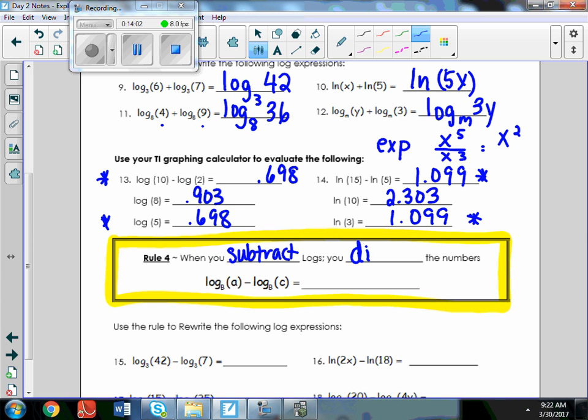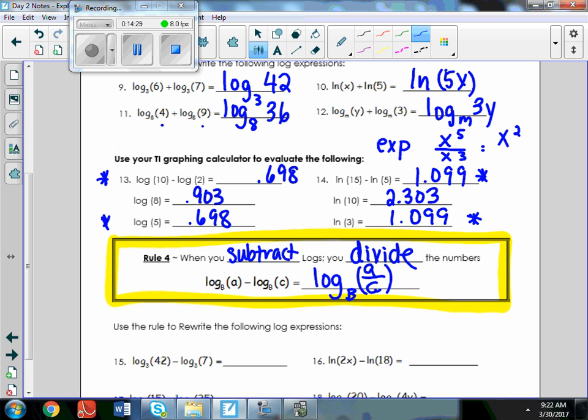y'all said you divide. And so our rule is when you see log base b of a minus log base b of c, you can rewrite that using log base b of a divided by c. So the first one is always on the top of the fraction, and then divided by the second one. And so they always give it to you in the right order.